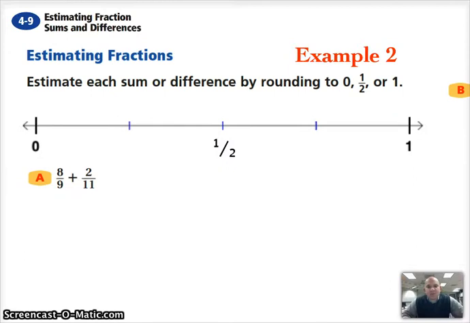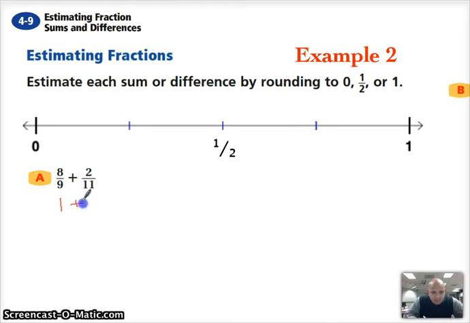Now we're going to take those skills that we just learned and we're going to apply them in looking at sums or differences and estimating those. Here it says to estimate each sum or difference by rounding to 0, 1/2, or 1. First example is 8/9 plus 2/11. 8/9. Where would I put 8/9 on this number line? Well, because 8 is very close to 9, it's going to be close to 1. I'm going to go ahead and put 1 right here.